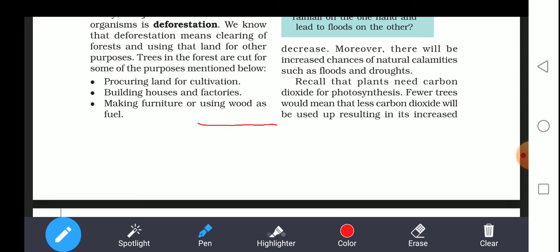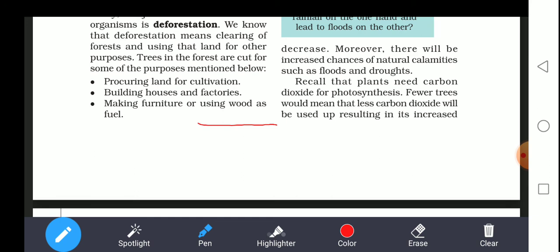This increase in carbon dioxide will trap the heat rays reflected by the earth, trapped in the atmosphere, and that will result in an increase in temperature. This will lead to global warming. Due to global warming, there will be an effect on the water cycle. Due to the effect on the water cycle, there will be less rainfall. If there is less rainfall, there will be a drought. Got it now? These are the causes which happen due to deforestation.